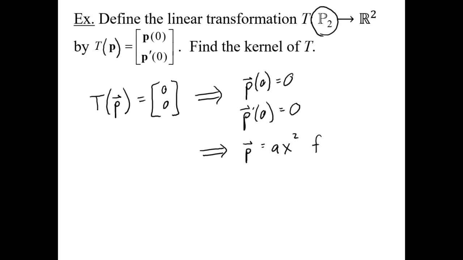Where A can be any real number. So as long as we pick a polynomial that's just a constant times x squared, right? No x term, no constant term, then if doing this linear transformation, it will result in the 0 vector.